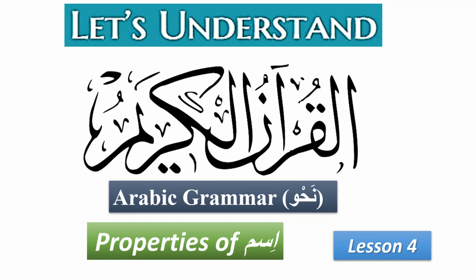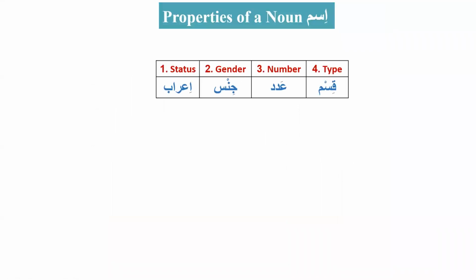Bismillah ir-Rahman ir-Rahim. So in the second session, we will continue our study of the properties of ism. In the properties of ism, we are at the last property. So what are the properties of ism again? First property is status, which means is the ism rafa, nasab or jar.